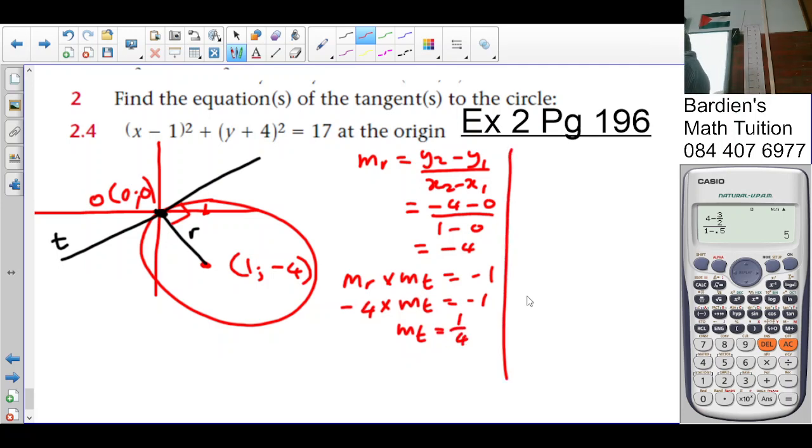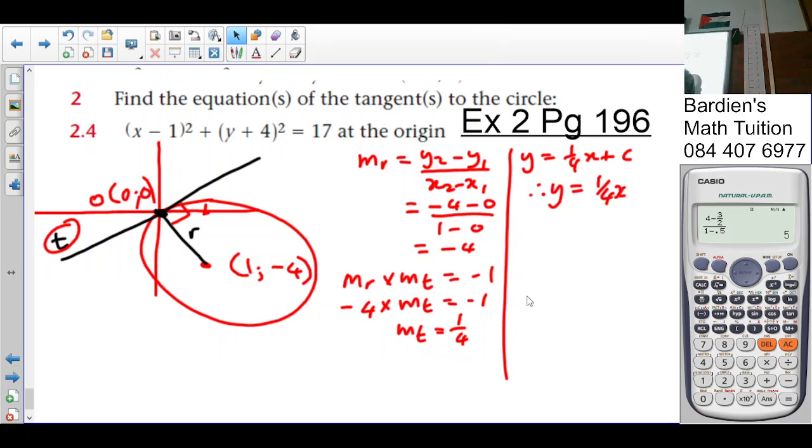So what can we do now? y is equal to a quarter x plus c. But we know what c is. c is your y-intercept. What's the y-intercept of this line? 0. So therefore y is equal to a quarter x. Okay. You understand? Any confusion here, people?